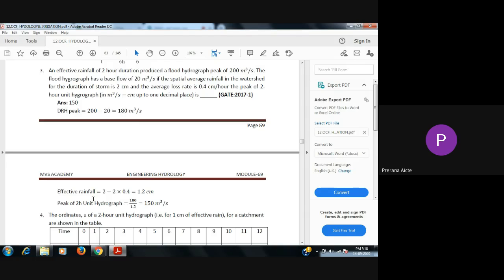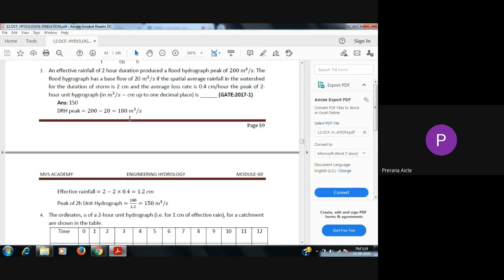So what is the effective rainfall actually? The total is 2 centimeter, for a 2-hour duration. The storm duration rainfall is 2 centimeters. So this 2 centimeters minus the loss. What is the loss actually? 0.4 centimeter per hour. For 2 hours, 2 into 0.4. So it comes to 1.2 centimeter.